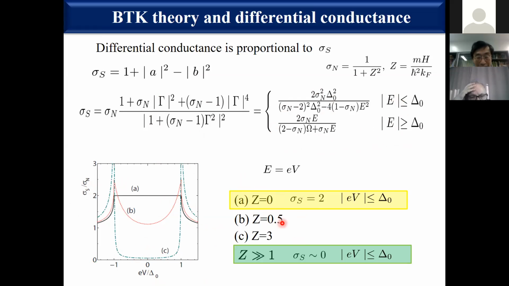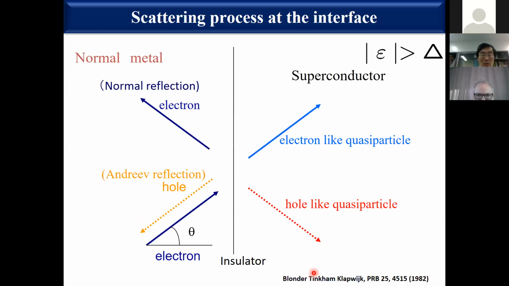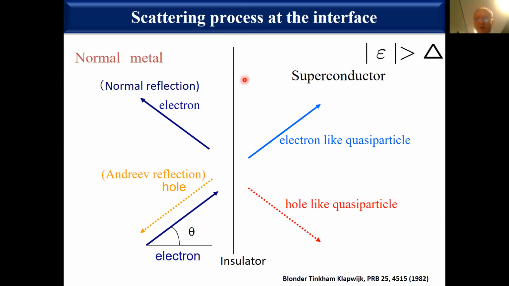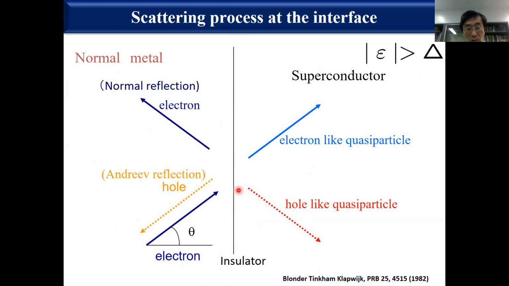On the other hand, with the increase of the magnitude of Z, the line shape of conductance approaches that of the density of states. So this is standard wisdom in tunneling spectroscopy. Okay, in the two-dimensional case, it is straightforward to extend this idea, because the momentum parallel to the interface is conserved. And if we fix the momentum ky, it is possible to reduce the problem to a simple one-dimensional system.